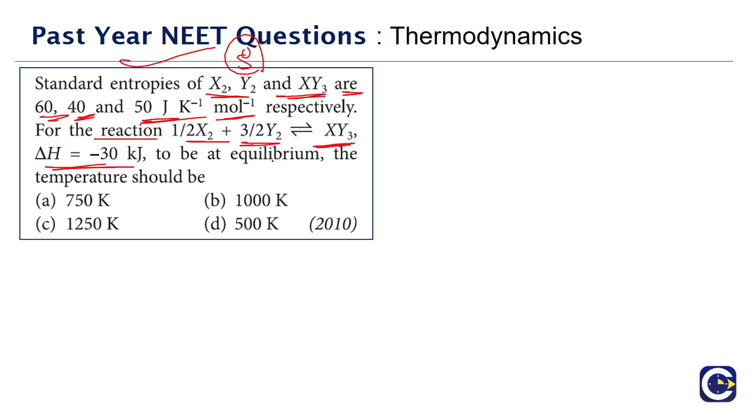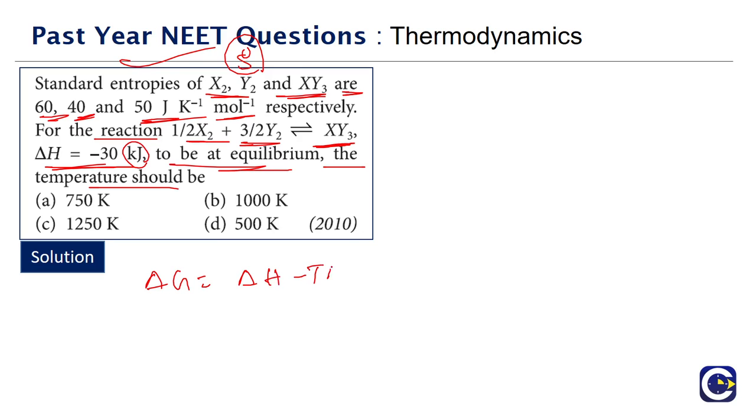You always have to be careful about these units. S is in joule per Kelvin, but the delta H value is in kilojoules. What is the question? For the reaction half X2 plus 3 by 2 Y2 gives rise to XY3, delta H is minus 30 kilojoules. To be at equilibrium, they're asking what temperature it will be at equilibrium. Equilibrium means delta G is equal to 0.